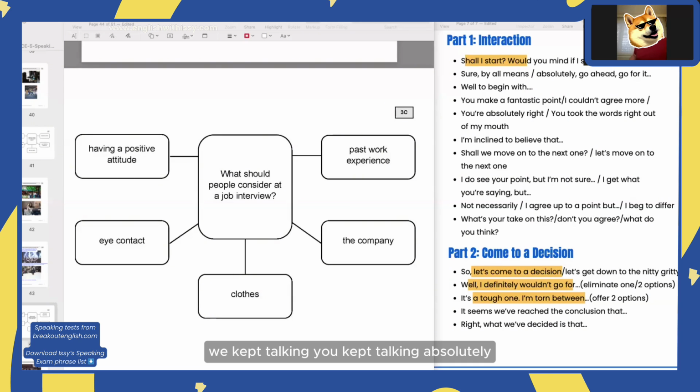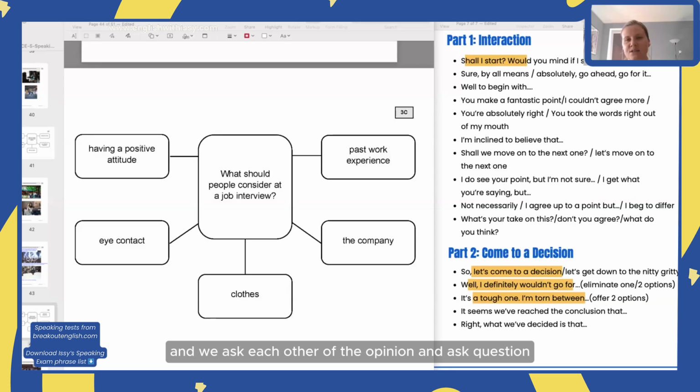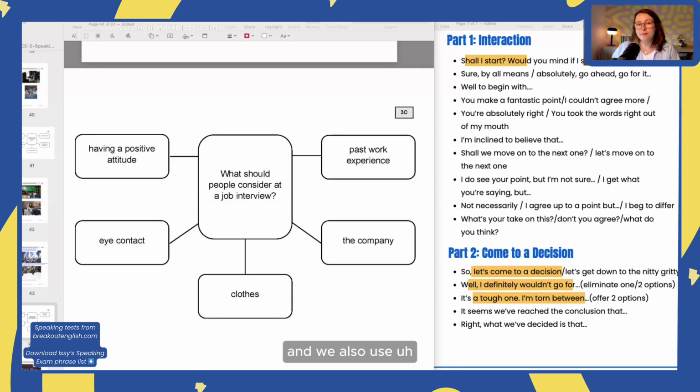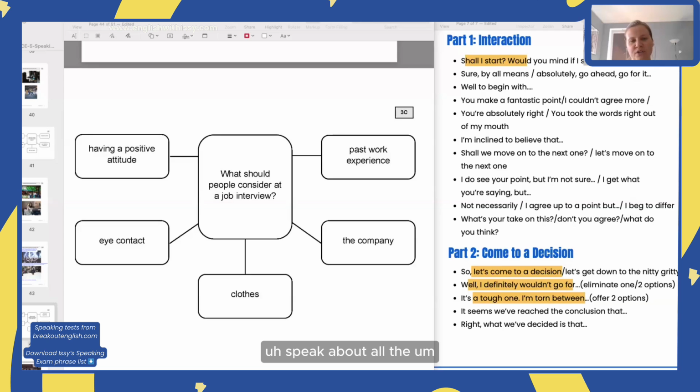We kept talking. You kept talking, absolutely. And we asked each other's opinions and asked questions, so I think that our interaction was fine. And we also spoke about all the options which were given in this exercise.